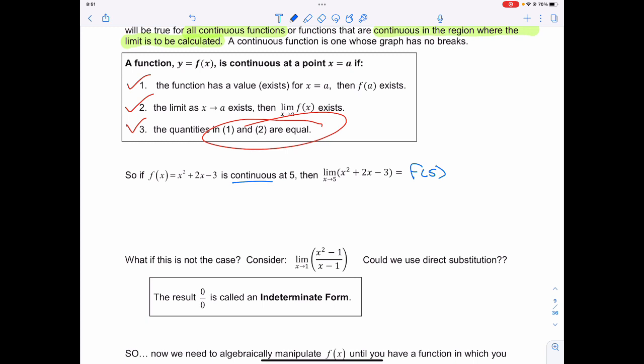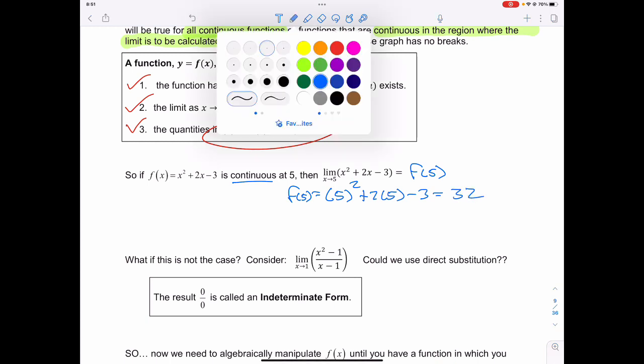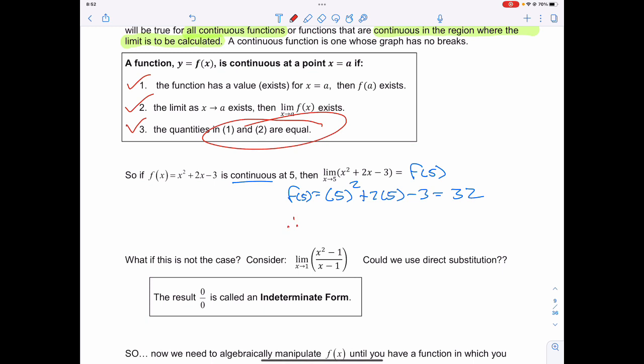So, if I state f of 5 is equal to 5 squared plus 2 times 5 minus 3, which equals 32, then that means the point (5, 32) exists on the graph. This has to be true because it is continuous at this point.